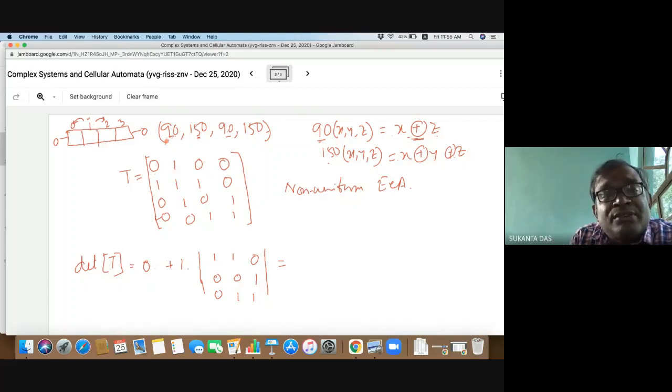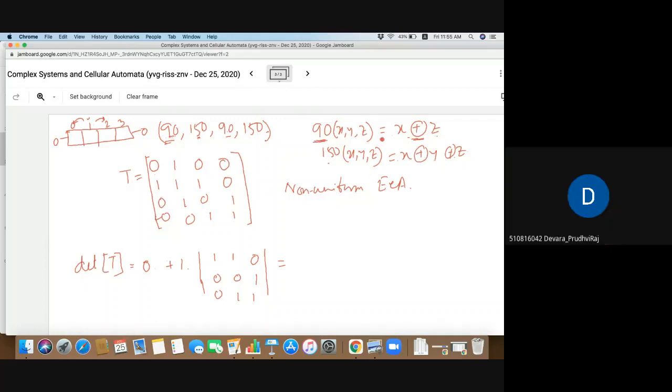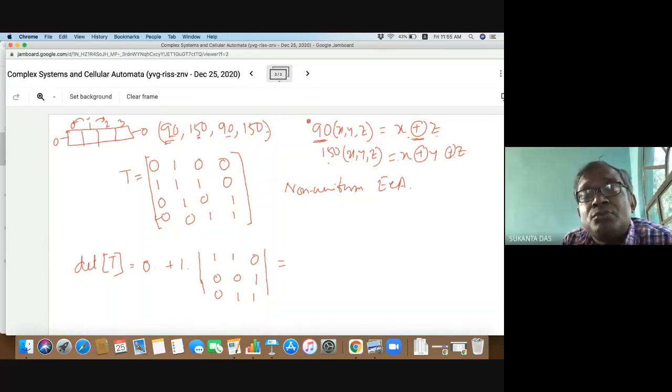So now rules are given. Now I know this rule is 90. First rule is 90. If you find the expression of this rule 90, then you'll find that rule 90 is nothing but X XOR Z, that is x plus z mod 2. This is rule 90. I can show you because I have shown in previous classes how I'm getting this. So for rule 90, let me show you.